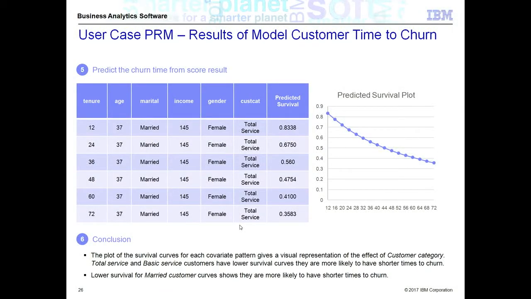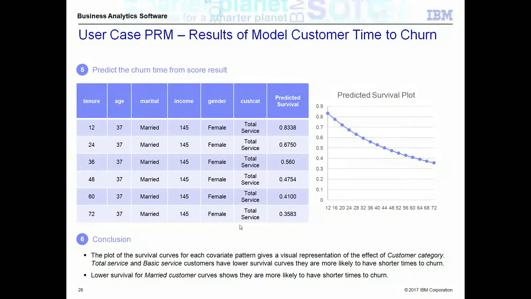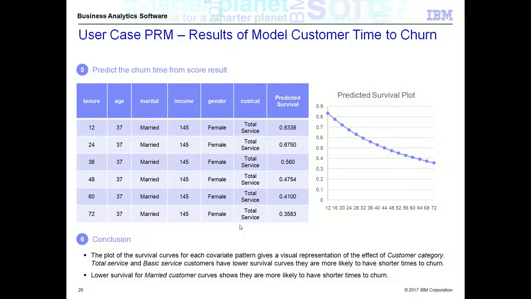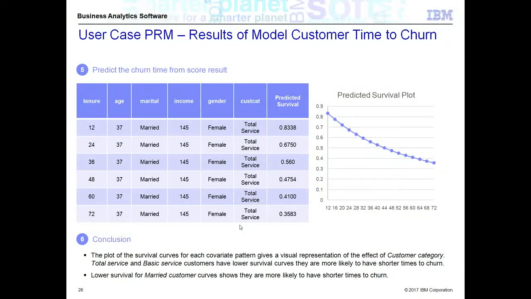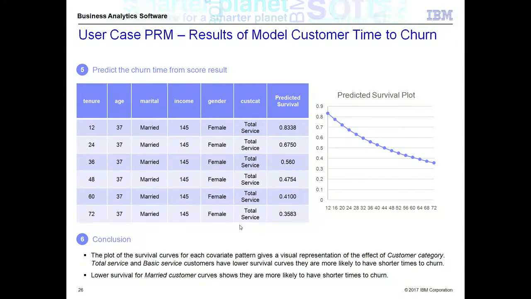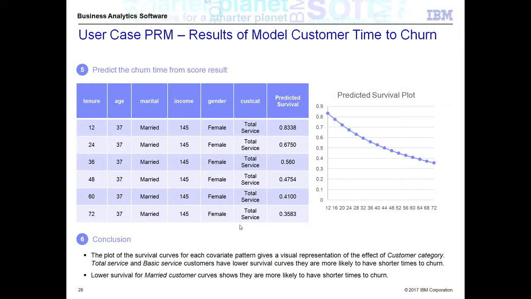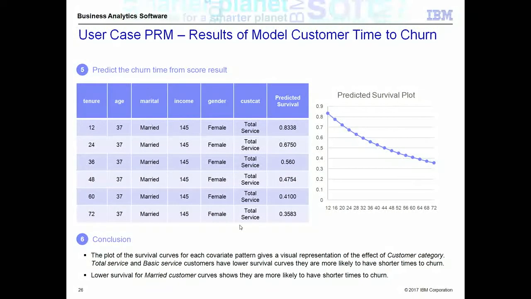After modeling, we can predict the time of user churn by scoring. The following table is the score result of one customer record. You can see when the tenure is 12, the survival rate is 83%. And when the tenure goes to 72, the survival rate decreased to 35%. A downward trend can be seen very observably in the survival plot of the score result.